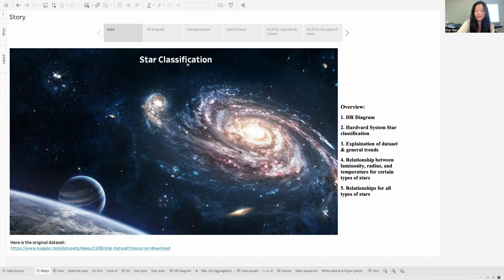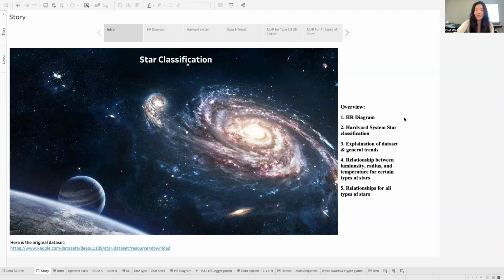So the question is, how can we classify stars based on what characteristics? And is there any general trend for the stars to follow, or is everything about stars random? So I found this data set on Kaggle. There are 240 data points total in this data set. And if you're interested, you can check out the original data set.